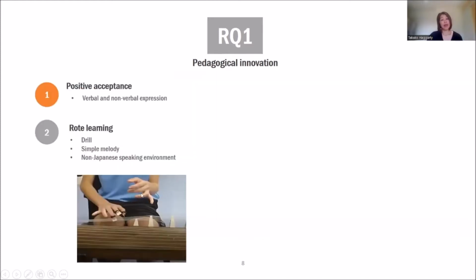I provided weekly 30-minute lessons for 2 terms, which is a 20-week period. And from there, I observed what sort of pedagogical innovation we can make through intercultural music education. Kuchishoga has been accepted quite positively, expressed verbally and non-verbally, particularly in the area of repetitive practice. It wasn't particularly on the specific notes.